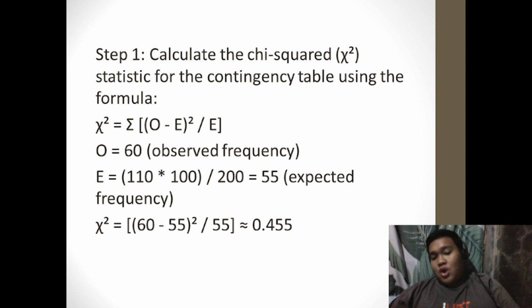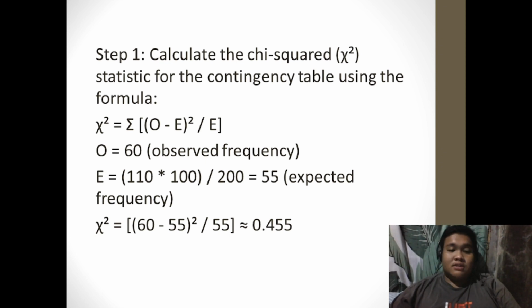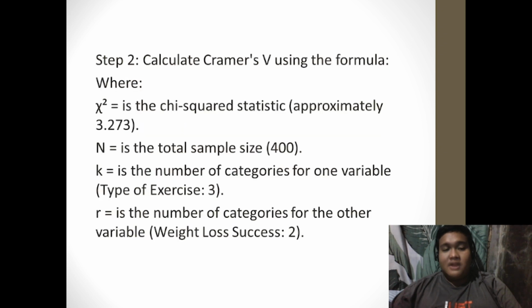So O is equal to 60, the observed frequency, and E is equal to 110 times 100 divided by 200, which is equal to 55. So this is our expected frequency. So χ² is equal to (60 minus 55) squared over 55, which is approximately 0.455. So in step 2, calculate Cramér's V using the formula.